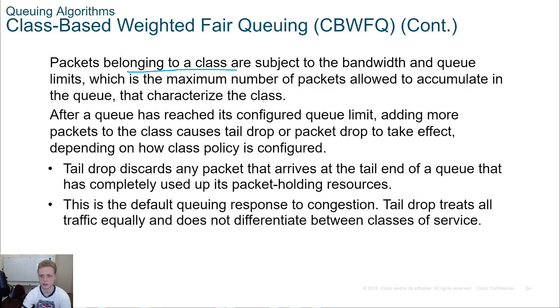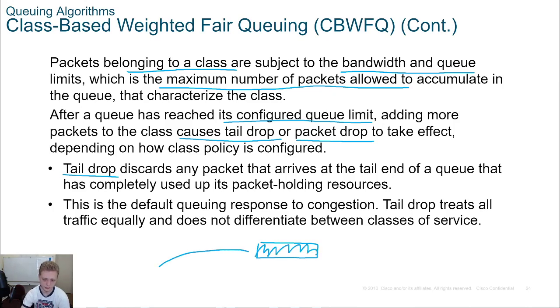So different classes are subject to bandwidth and queue limits, which limits the maximum number of packets allowed to accumulate in the queue. So once we've configured that queue limit, adding more packets to the class causes either tail drop or packet drop to take effect. So tail drop is going to discard any packet that arrives at the tail end of a queue that has completely used up its packet holding resources. So say you have your queue here, and it's all filled up with stuff, well, anything that comes in is going to be dropped. And that means it goes into the trash bin.